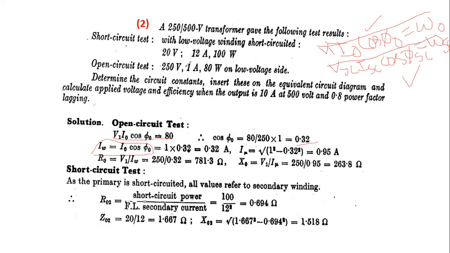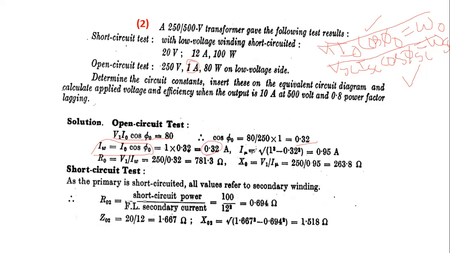I naught means this, the I naught from the no load test, the OC test. Therefore I naught is equal to 1, and cos phi naught is equal to 0.32. 1 into 0.32, then we obtain the IW value.